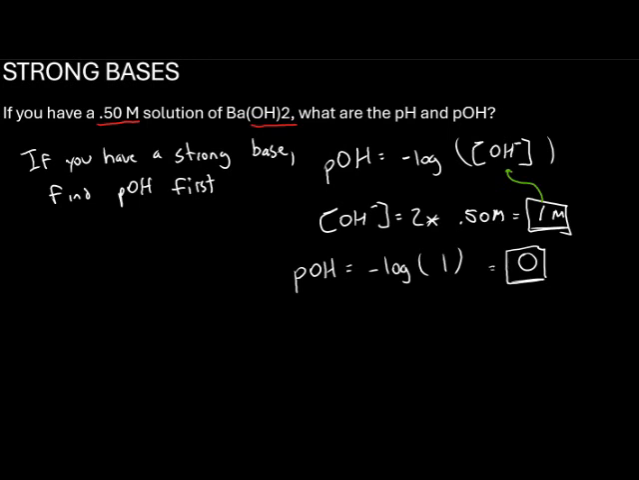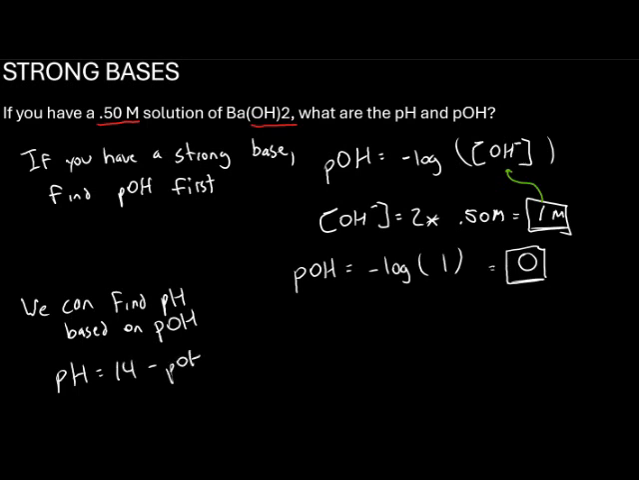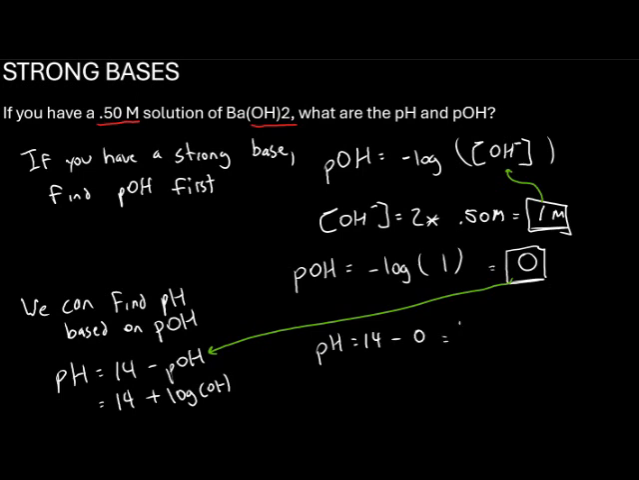Now that we know the pOH, we can find the pH based on that. We can say that pH is equal to 14 minus the pOH. If you prefer, you can also say 14 plus log of OH. Since we already know the pOH, we'll place that in the pOH position in this equation. We'll say pH is equal to 14 minus 0, which of course gives us 14. And now we know the pH and the pOH of this solution.